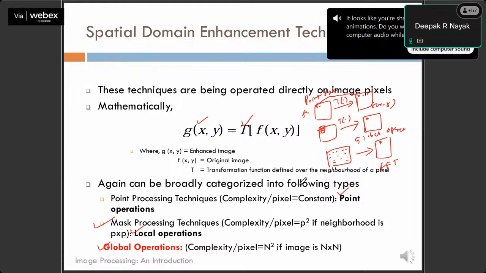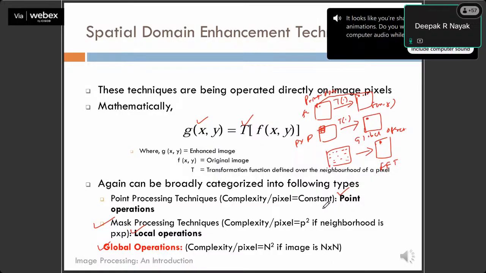Now if you look at the complexity per pixel, it is a constant in the first case. In the second case, the complexity per pixel is p squared if the neighborhood size is p cross p. And for the global operation, the complexity per pixel is n squared.